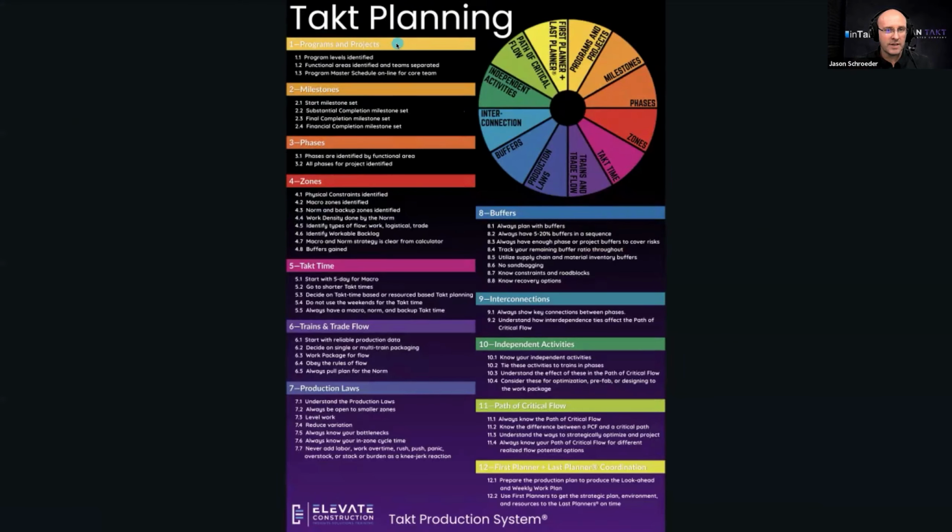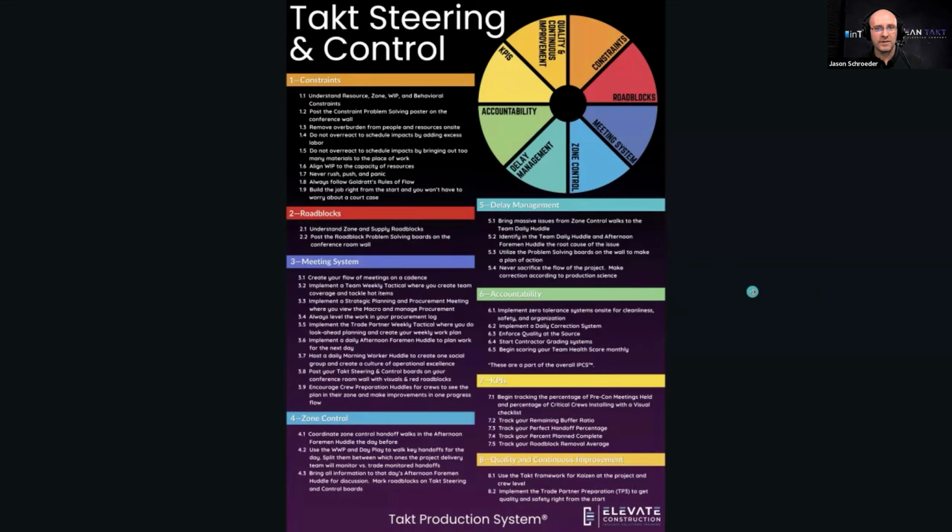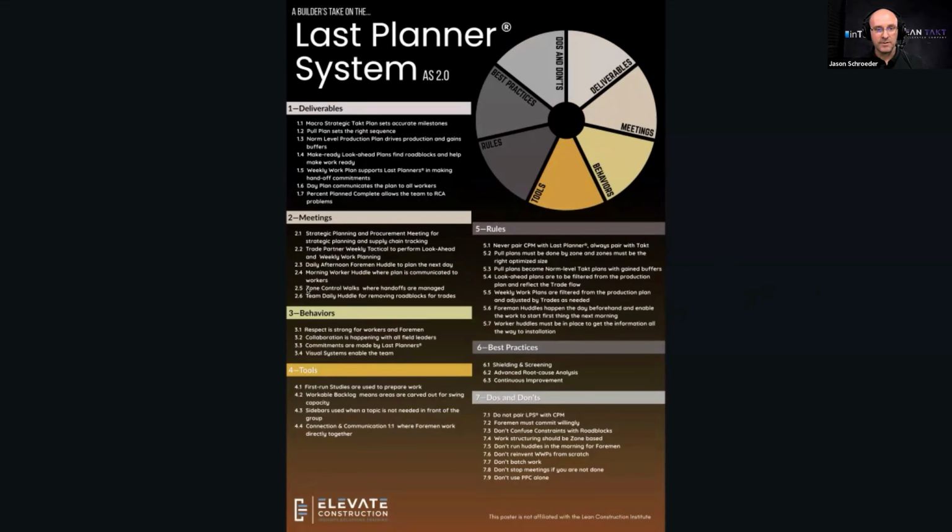You simply have to understand what your project is, establish milestones, identify your phases, identify your zones, identify a tact time for a phase, package your trains and your trade flow, make sure that you're obeying the production laws, add buffers, connect your phases together, put in any one-off activities, make sure your path of critical flow, your critical chain is correct, and then feed that into the last planner system. It's very simple, it's very standardized, it's all in the book. And we also have that for tact, steering, and control, and the last planner system.